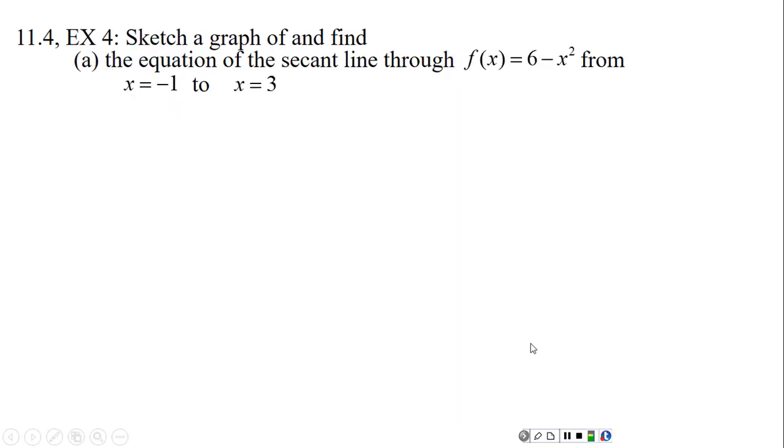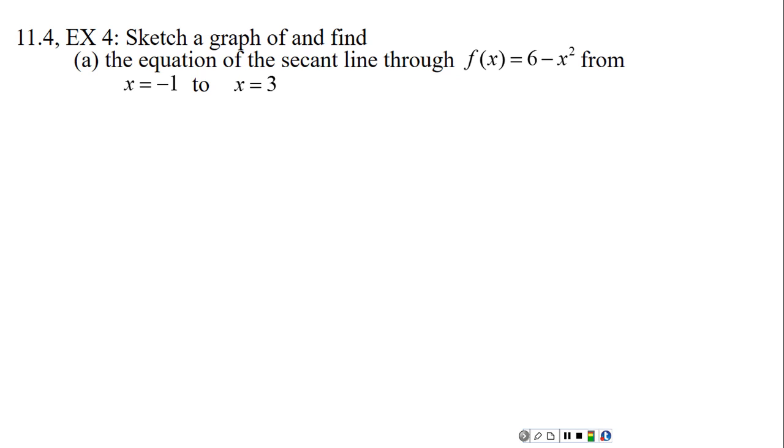All right, so it says sketch a graph of and find the equation of the secant line. So if we were just to find the slope of the secant line, we could do that. We were given the function, we're given two x values. How would we find the y values that go with them? Plug them in. So we plug them in to get the two y values. So then we have 2 points. Once you have 2 points, you can find the slope, y2 minus y1 over x2 minus x1.